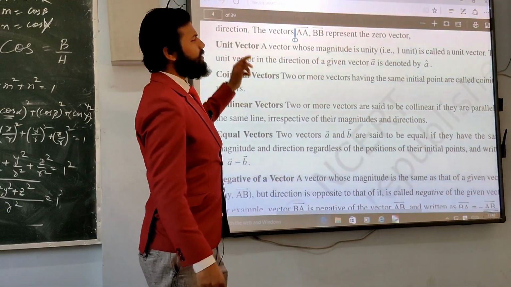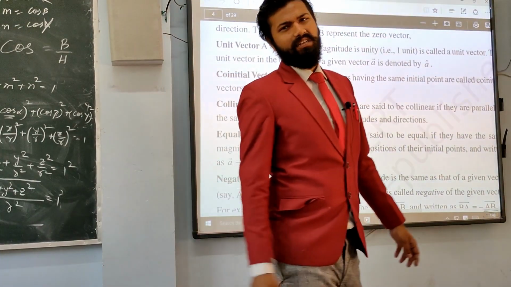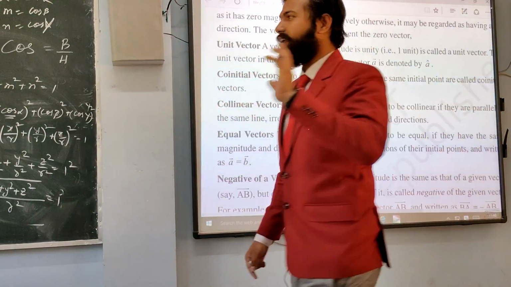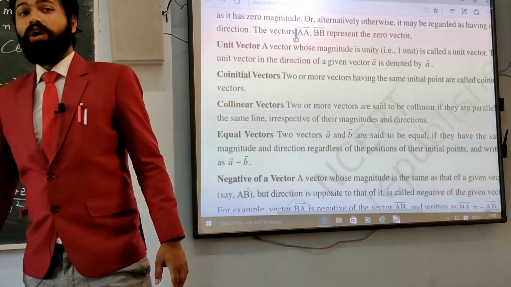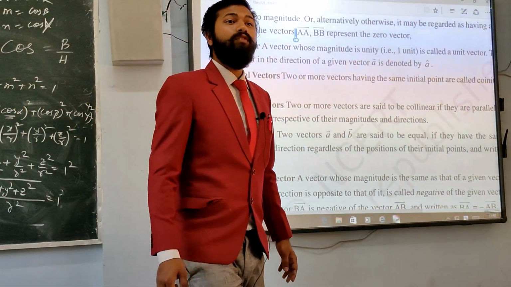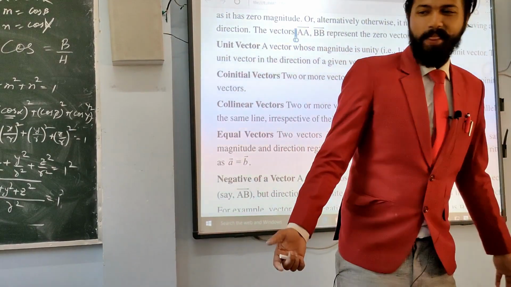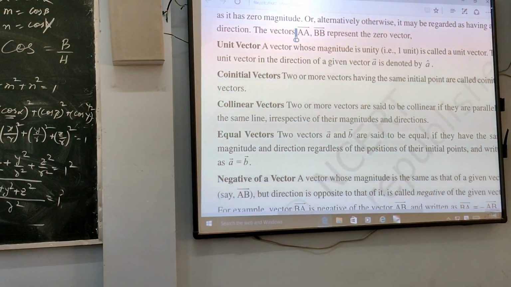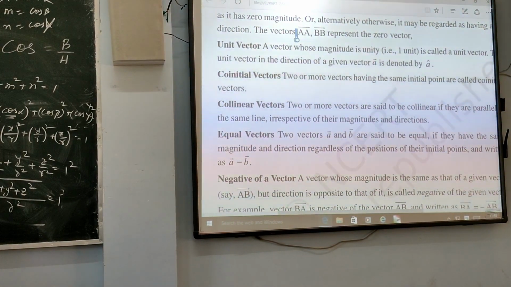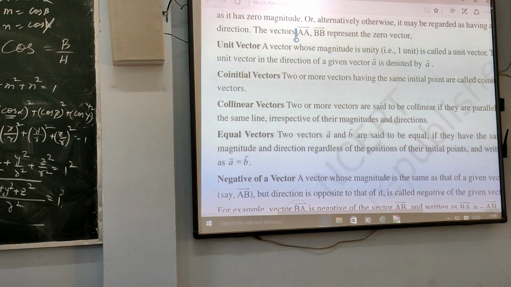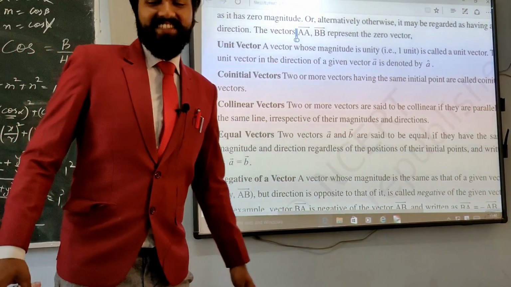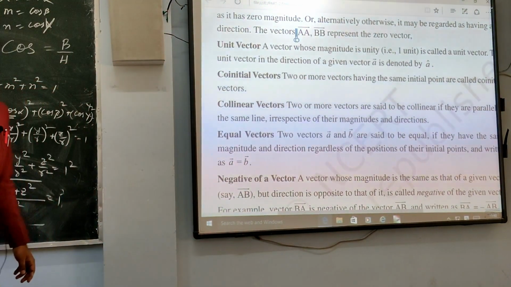Now, this is the most important: the unit vector. Come on, guys. What is a unit vector? Unit. Like we know, what is the unit of length? Meter. What is the unit of time? What does the second indicate? 1 second. Good. 1 second is the unit. What is the unit of resistance? Ohm. 1 ohm.